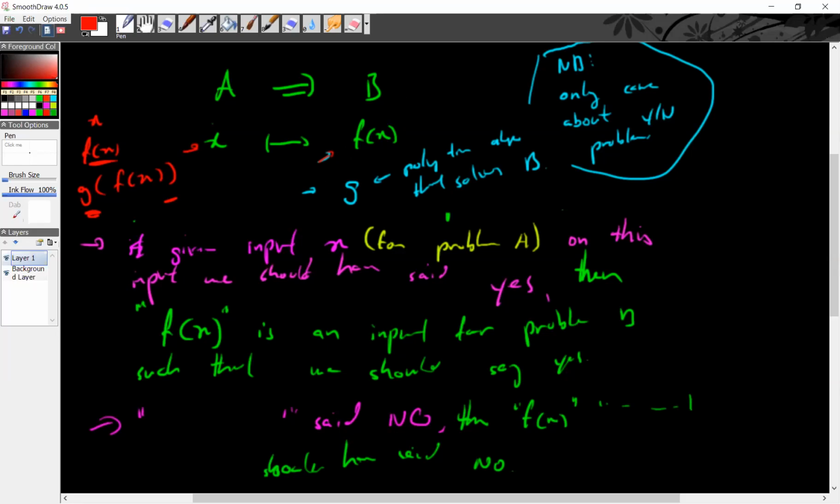And of course, the last thing is that if B has a solution that runs in polynomial time, so if G runs in polynomial time, I know that the solution for A runs in polynomial time, right? Because G runs in polynomial time, F runs in polynomial time, so G on F runs in polynomial time.